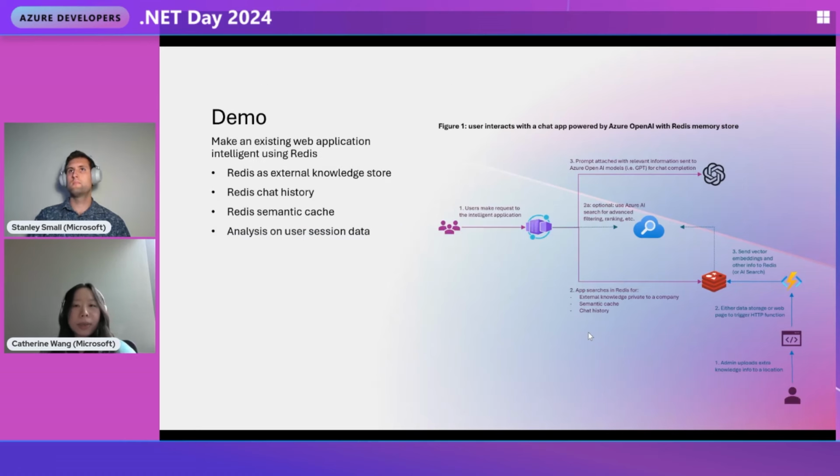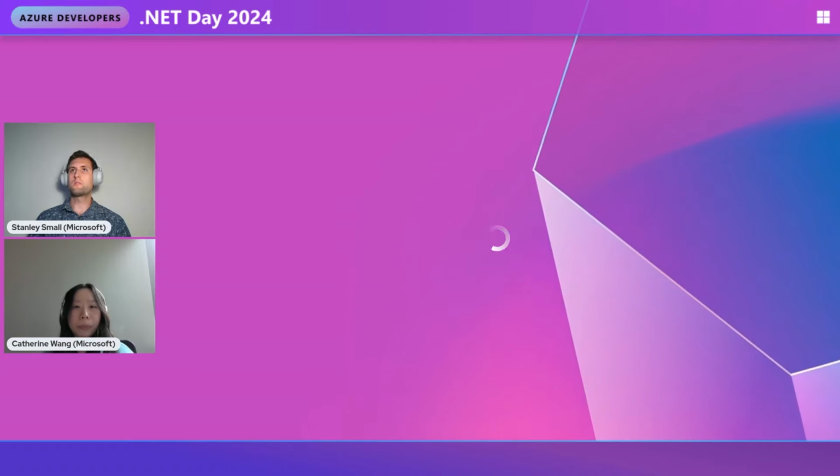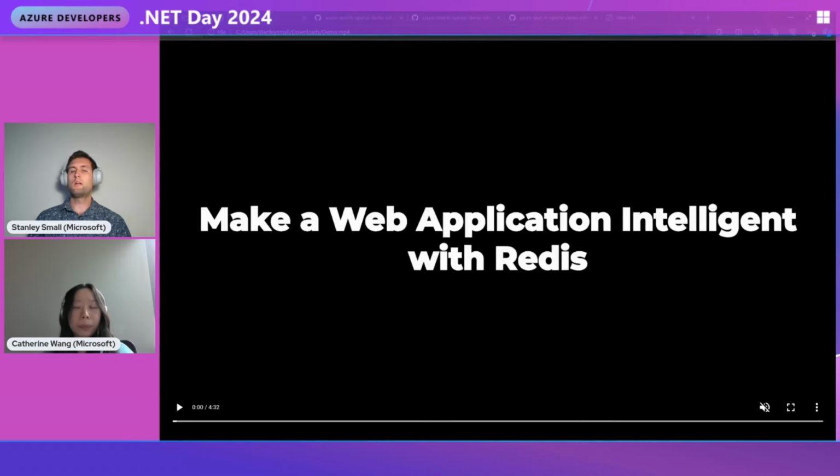So let's get into the demo. Yeah, thanks, Catherine. Another popular scenario for using Redis is as an external knowledge store for embeddings and other documents. So let's show a quick demo with an intelligent app using Redis.